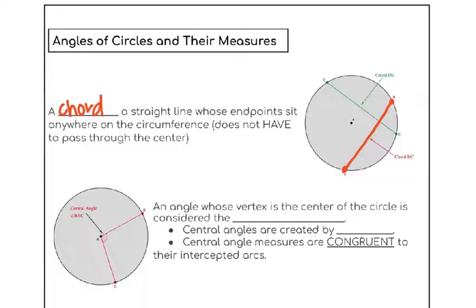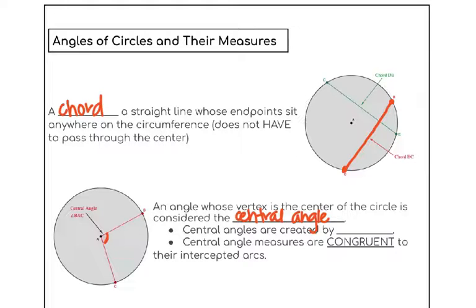So another property, something that we should know, is an angle whose vertex is the center of the circle is called a central angle. And that should be kind of easy to remember because the central angle is going to be inside and it's going to refer to the center. Okay, so that is a central angle.